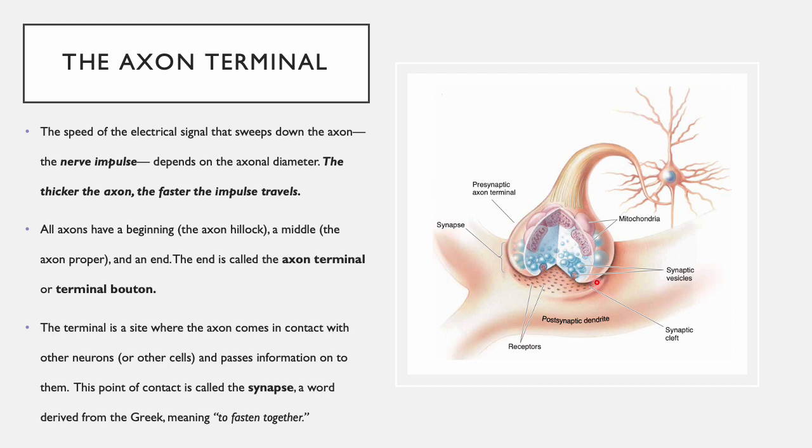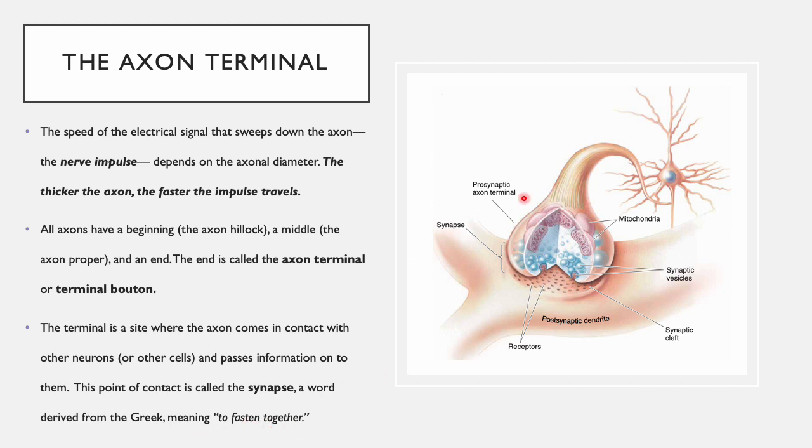If you remember, there's a very small space in between neurons. It's only about 20 nanometers. The synapse is where the cells pass information to each other. This comes from the Greek meaning to fasten together.